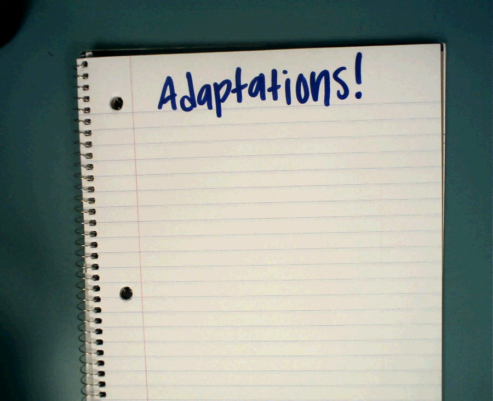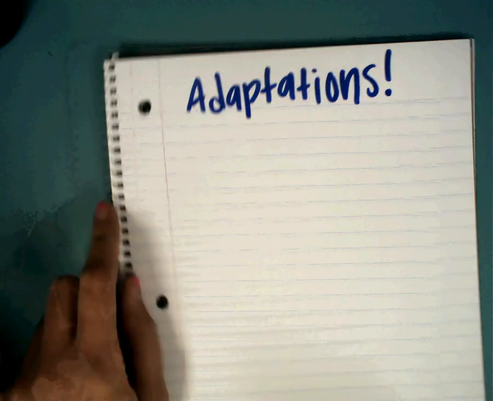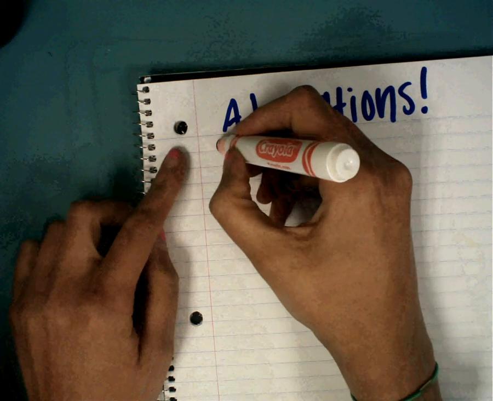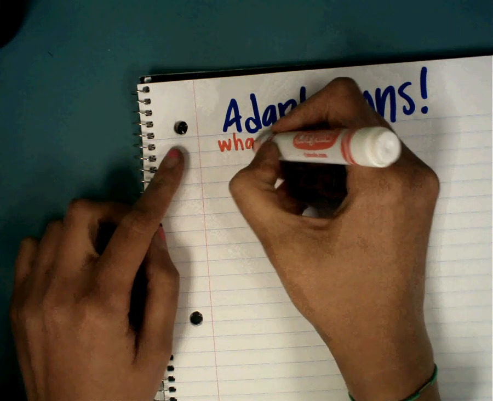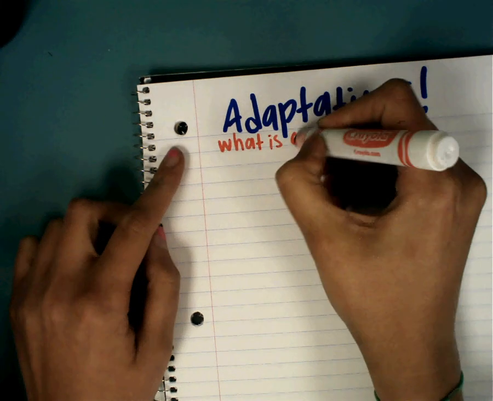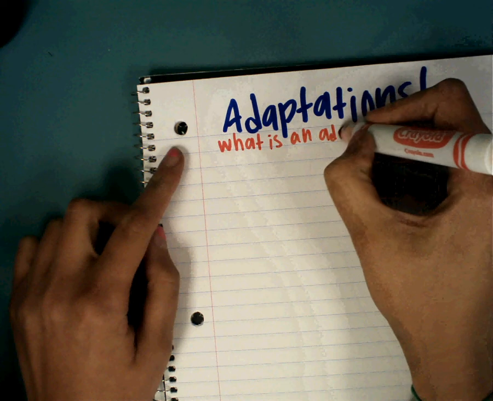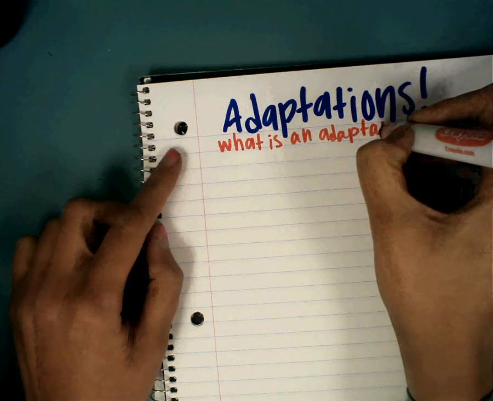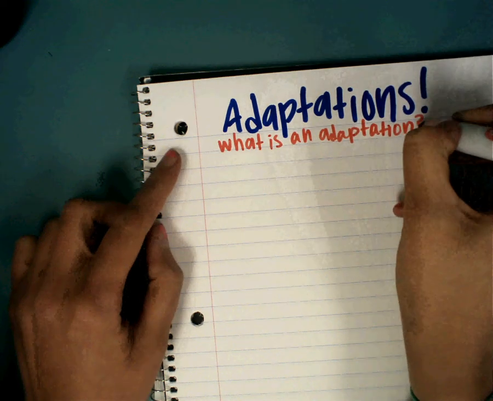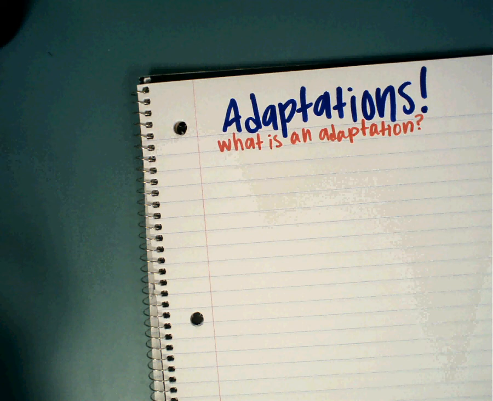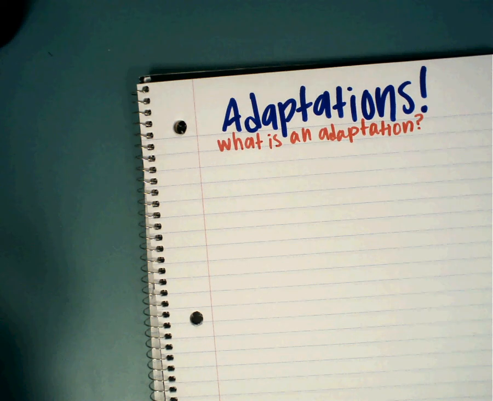All right, y'all, so we're going to talk about adaptations tonight. So we talked a little bit about adaptations today. So let's ask, what is an adaptation? Okay, what is an adaptation? Well, let me tell you. An adaptation is any characteristic that helps a plant or animal survive in its environment.